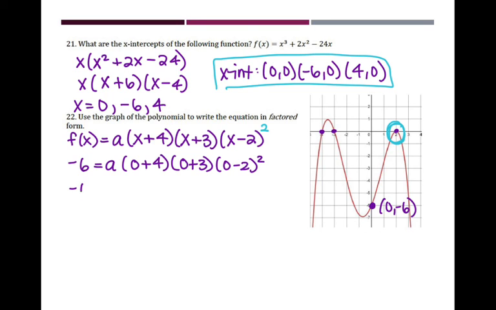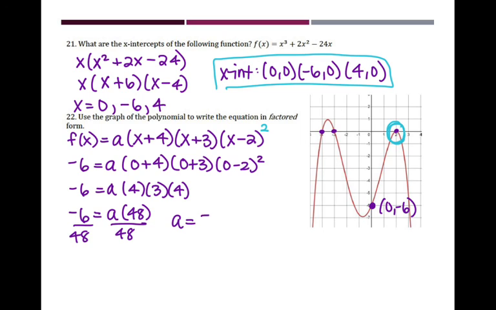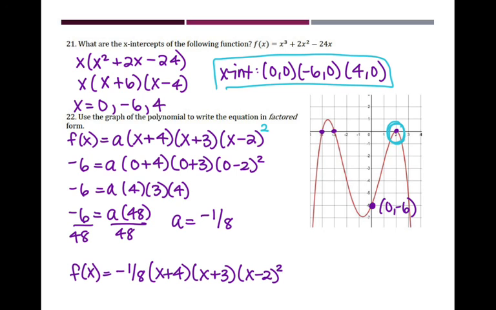And then I just need to simplify, so that gives me a times 4 times 3 times -2 squared, which is 4. Let's see, 4 times 3 is 12, times 4 is 48. And then I can divide both sides by 48. Don't forget to reduce. So I get a equals -1/8. So my final answer is going to have my a, which was -1/8, plus all of my factors. So x plus 4, x plus 3, and finally x minus 2 squared.